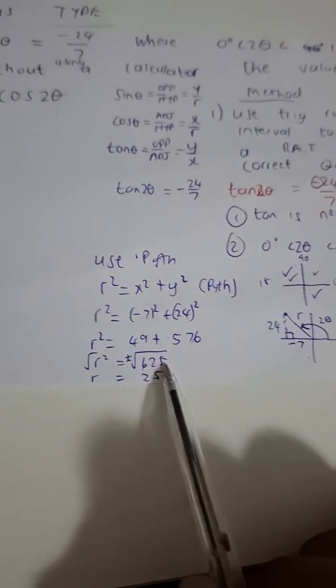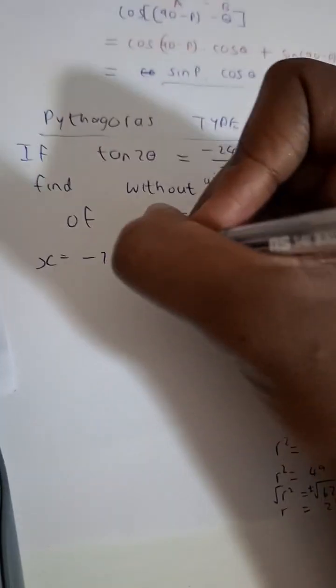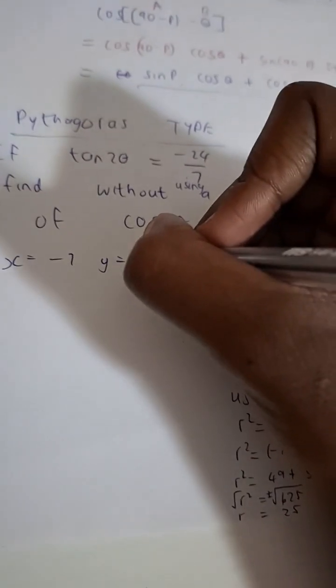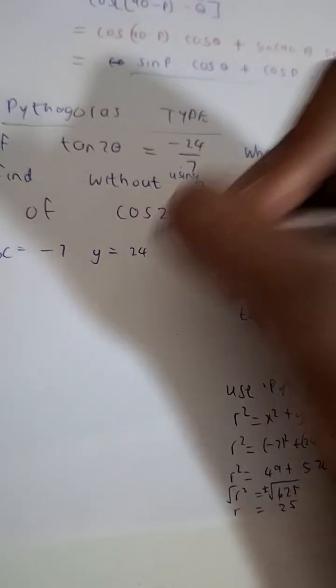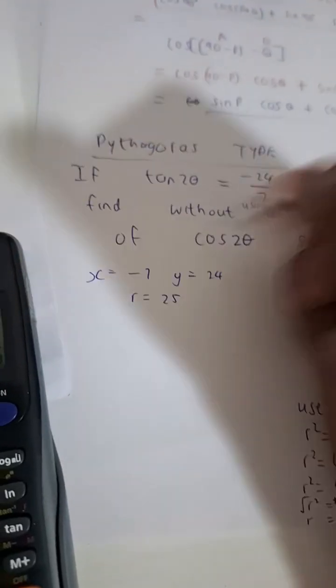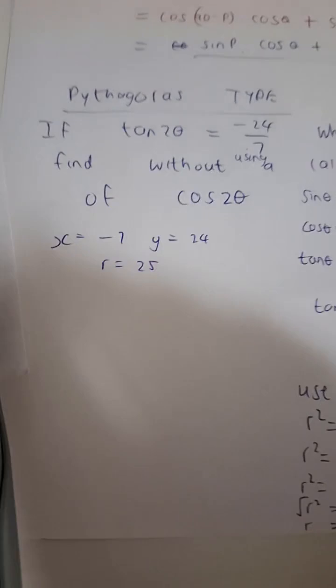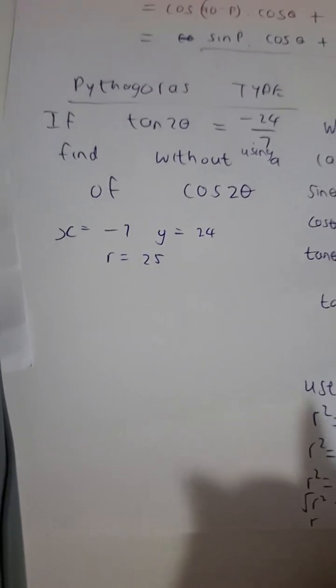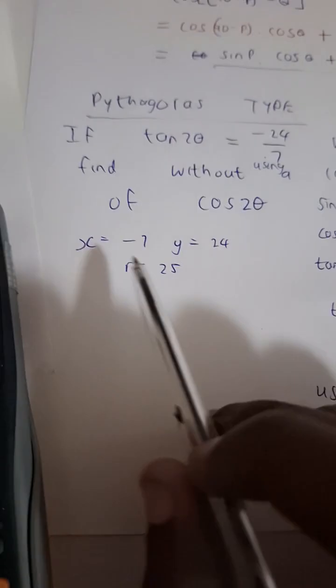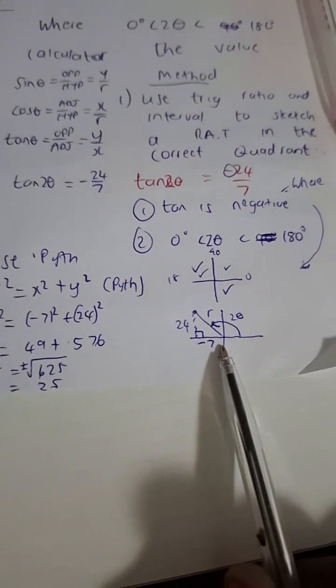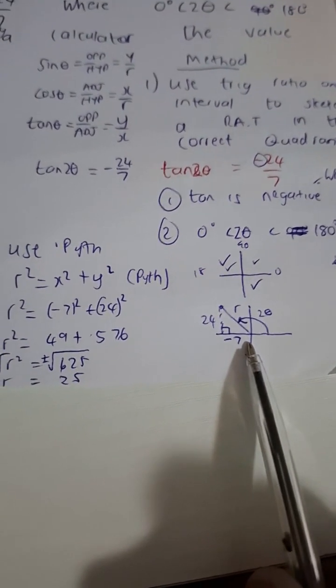So we have r now is 25. So that means our x, we know very well, is negative 7. Our y is equal to 24. And then our r is equal to positive 25. Okay, r is always positive, guys, always positive. But the x and the y, they will all depend on which quadrant we have chosen on our Cartesian plane. I hope that makes sense.